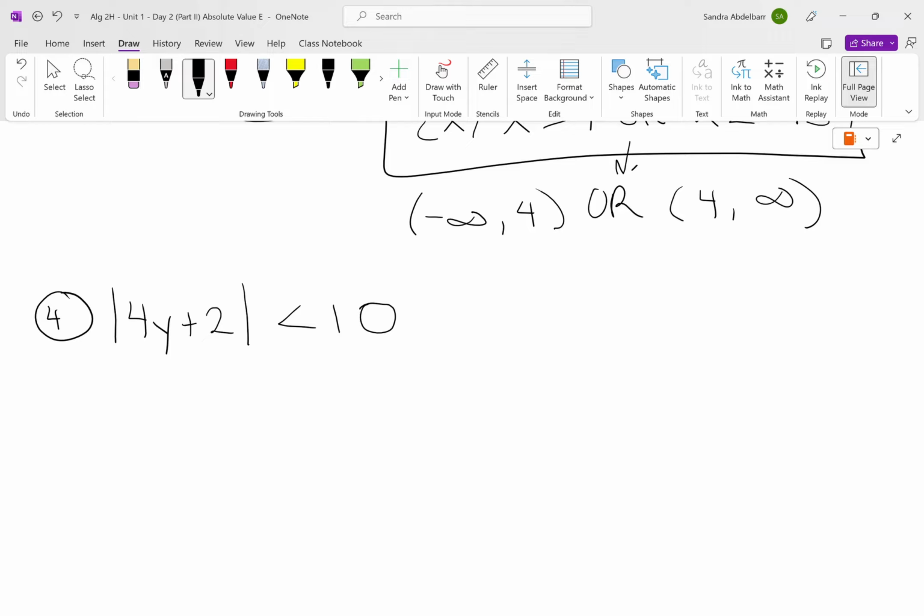All right, what are we going to do? We're going to say 4y plus 2 is less than 10. That's one inequality. Now, this was a less than symbol. It's less than, so is it going to be an and, or is it going to be an or problem? And it's going to be an and problem. So for less than, it's an and problem. And 4y plus 2 is greater than negative 10.